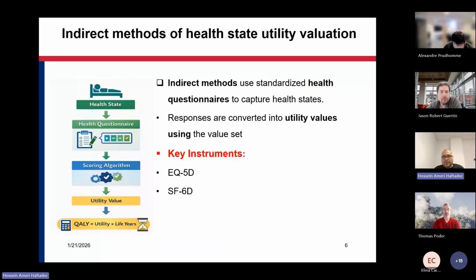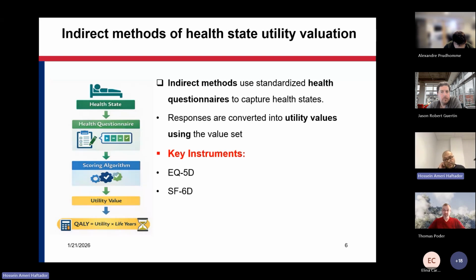The indirect method is another method. In the indirect method, participants just complete a multi-attribute utility instrument such as EQ5D, SF6D, or HUI. After participants complete a questionnaire, we have to convert the values to utility values. For this, we need a value set. Actually, in this study, we estimated a value set for SF6D so that every researcher can use it to convert values to utility values.